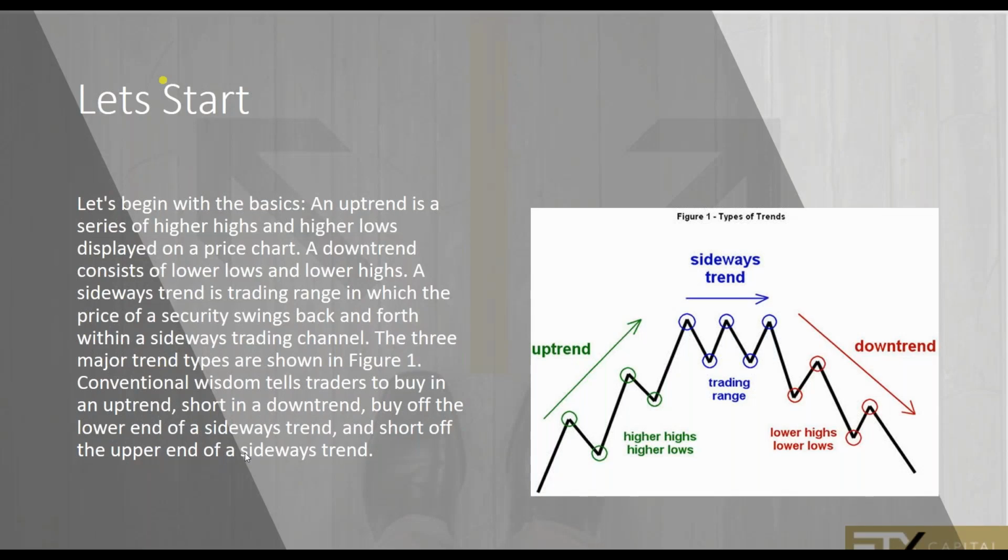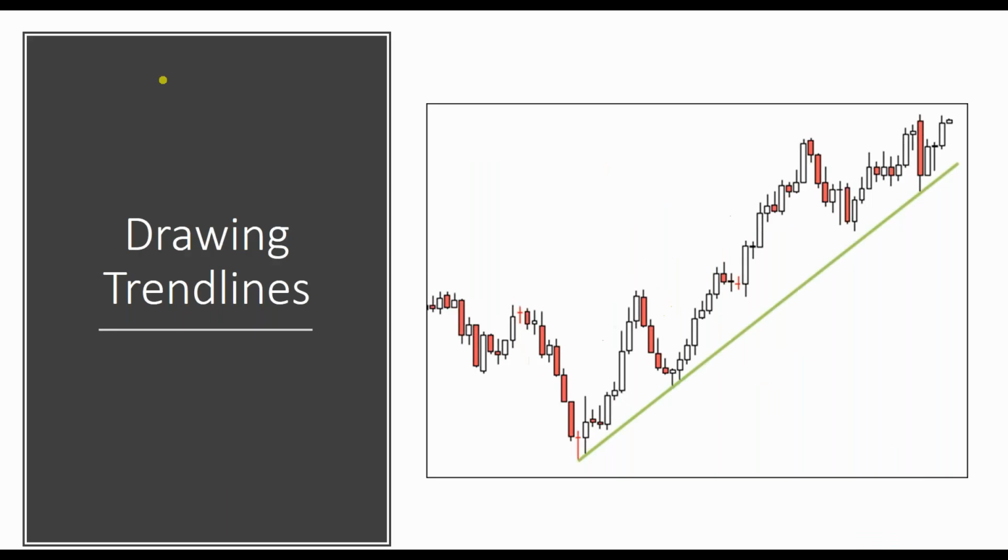So let's begin with the basics. An uptrend is a series of higher highs and higher lows displayed on a price chart. A downtrend consists of lower lows and lower highs. And this is important because the price trend in which you're moving, besides being able to draw a line on it, needs to explain the trend. And a well-defined trend is a series of pushes and eases, pushes and eases, pushes and eases.